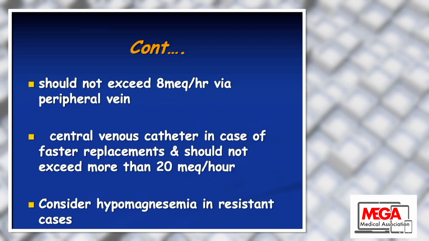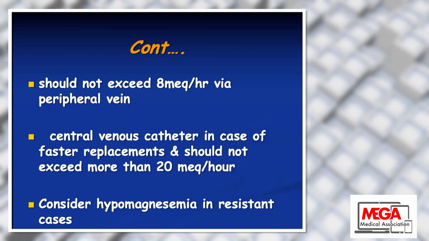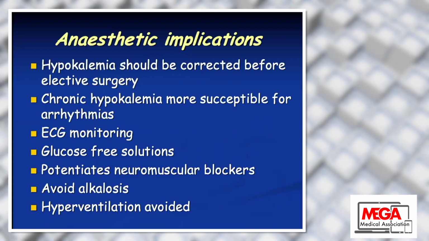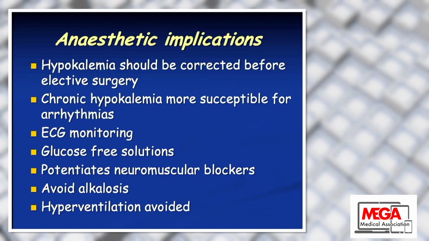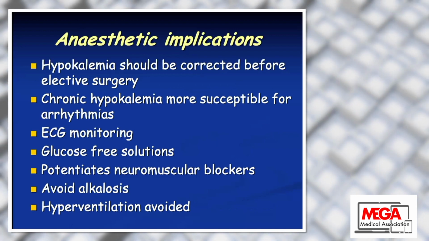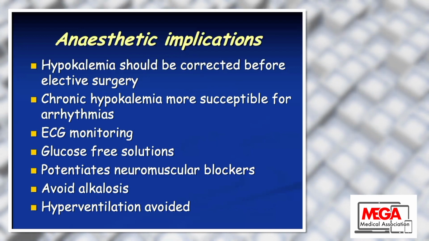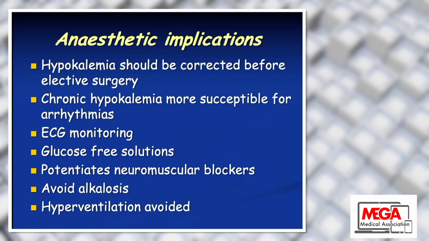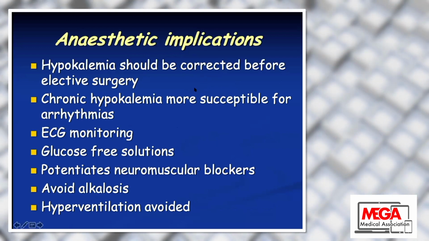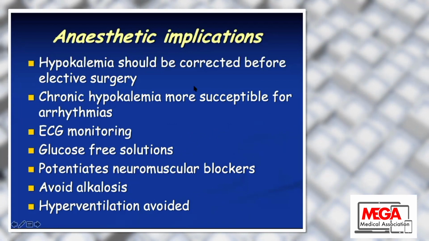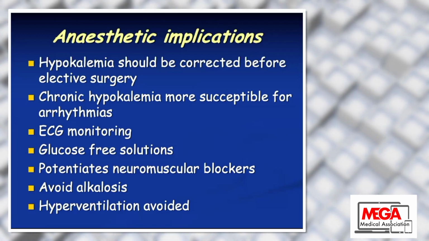In resistant cases of hypokalemia, you should consider hypomagnesemia. It may be the cause of resistance to potassium treatment. The anesthetic implications: of course, for any elective surgery, we should correct hypokalemia before surgery. In chronic hypokalemia, patients are more susceptible to arrhythmia. ECG monitoring is essential preoperatively, intraoperatively, and postoperatively. Avoid glucose-free solutions. Potentiation of neuromuscular blockers is expected. Avoid alkalosis, and hyperventilation should be avoided.